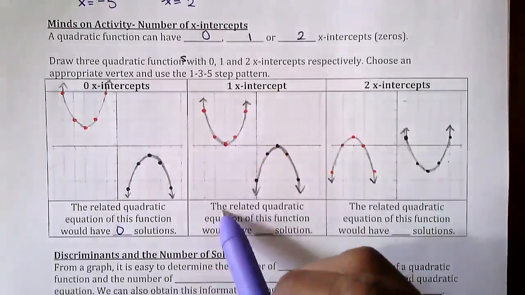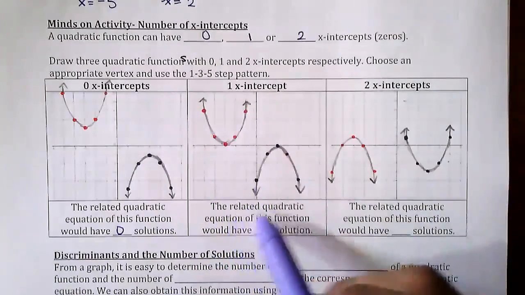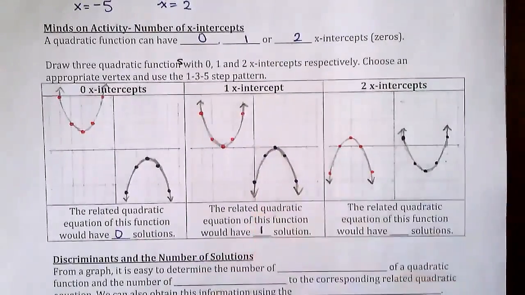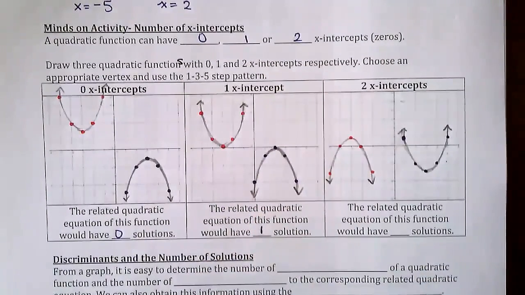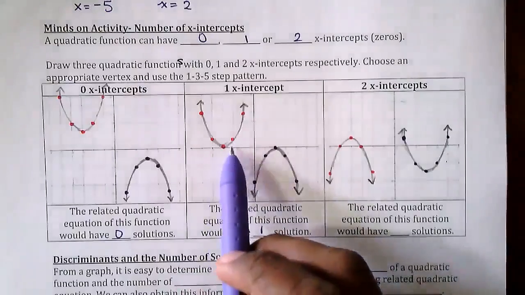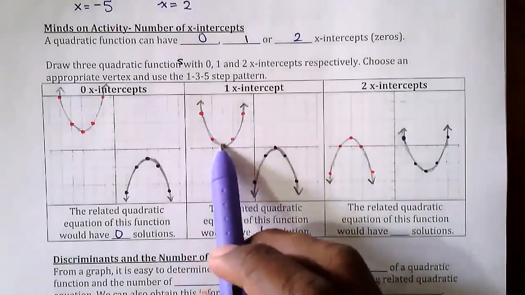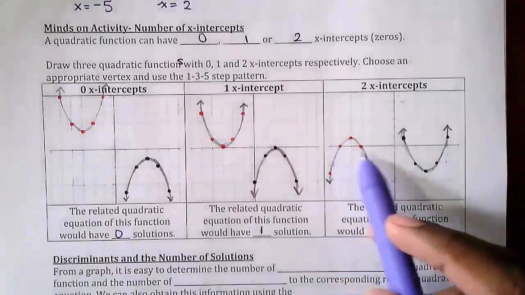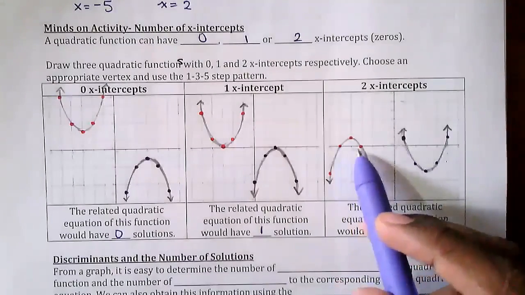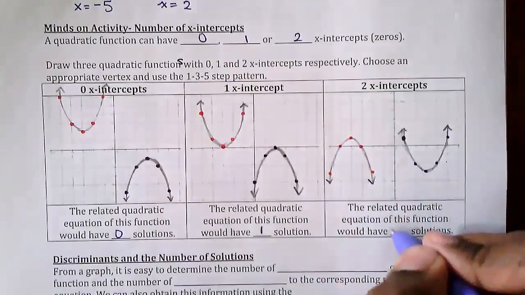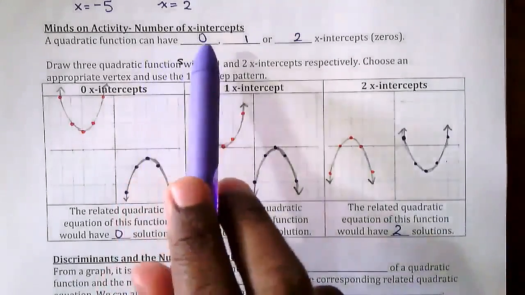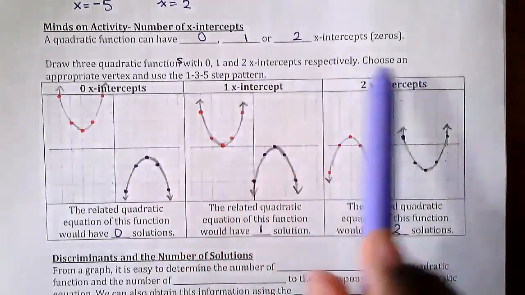Here, these are the functions. The related quadratic equation of each function would have 1 solution. So if the related quadratic equation had 1 solution, the function will also only have 1 x-intercept. Similarly here, each of these functions have 2 x-intercepts, so the related quadratic equation should have 2 solutions. So this is what I mean by a quadratic function can have 0, 1, or 2 x-intercepts.